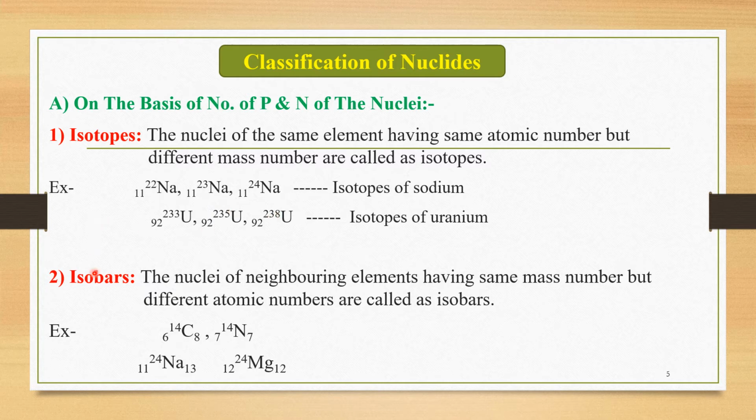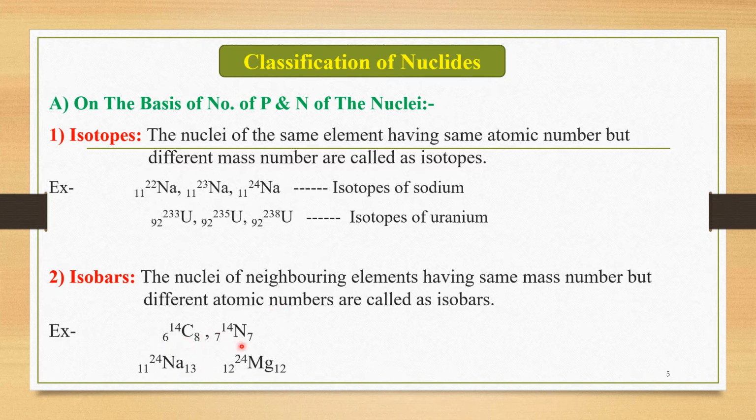The second important type of nuclides is isobars. The nuclei of neighboring elements having the same mass number but different atomic numbers are called isobars. Now, the definition of isobars is exactly opposite to that of isotopes. In this case, we consider nuclei of neighboring elements which have different atomic numbers but the same mass number. So let's study the simple examples.